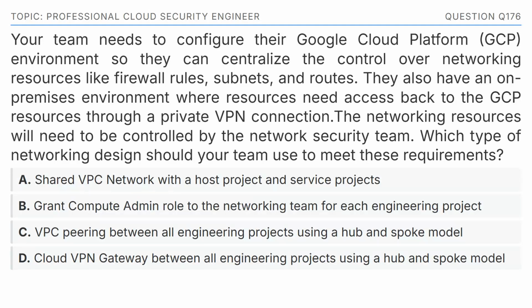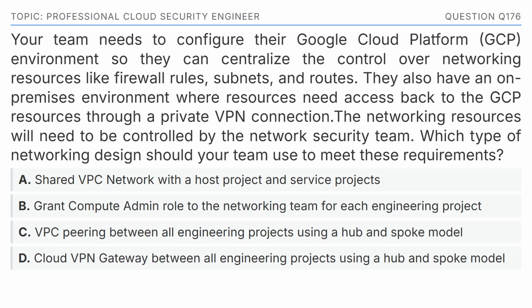Your team needs to configure their Google Cloud Platform (GCP) environment so they can centralize the control over networking resources like firewall rules, subnets, and routes. They also have an on-premises environment where resources need access back to the GCP resources through a private VPN connection. The networking resources will need to be controlled by the network security team. Which type of networking design should your team use to meet these requirements?